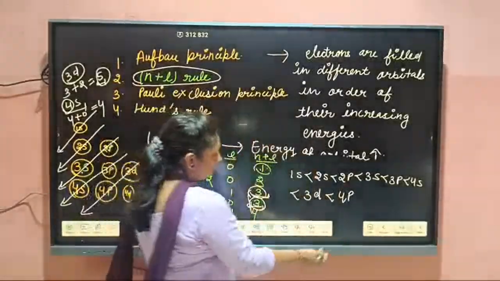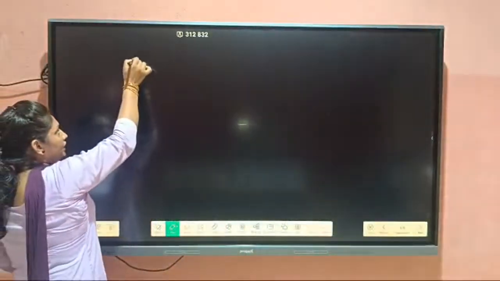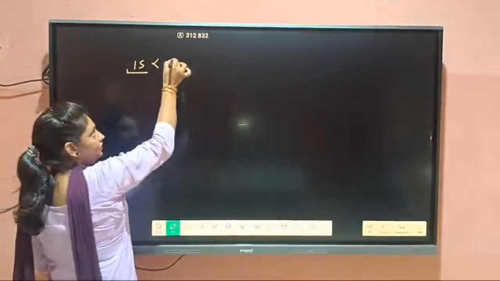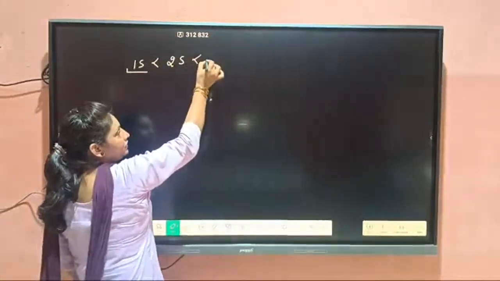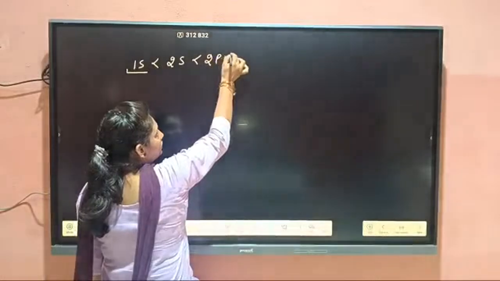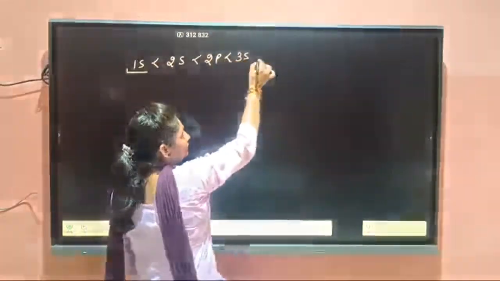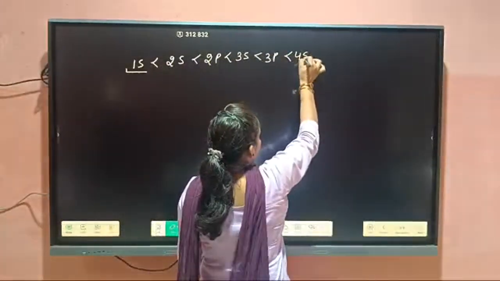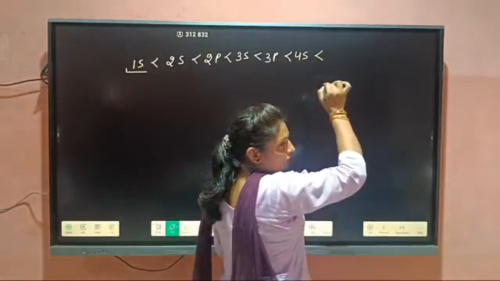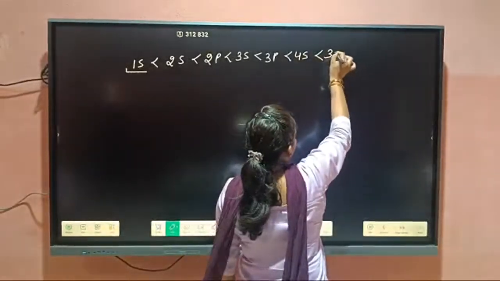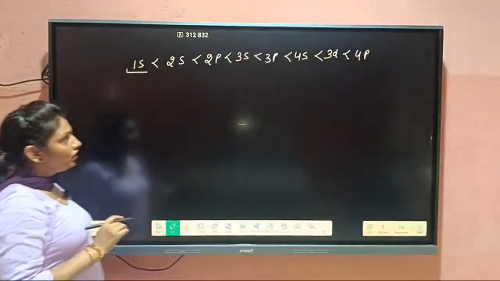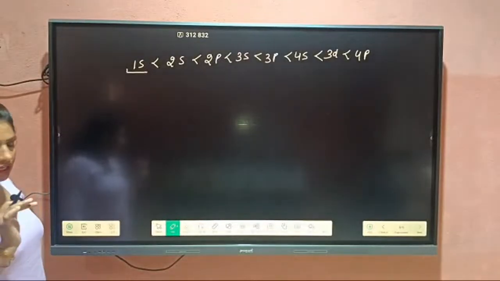Now Pauli exclusion. First of all, we can see filling of electrons according to this also. So first energy level is 1s, then 2s, then 2p, after that 3s, after that 3p, 4s, after 4s 3d, then 4p.